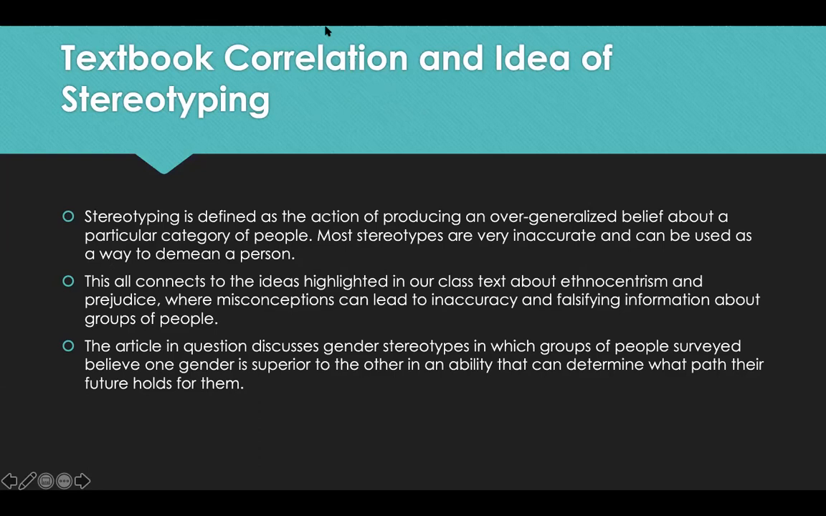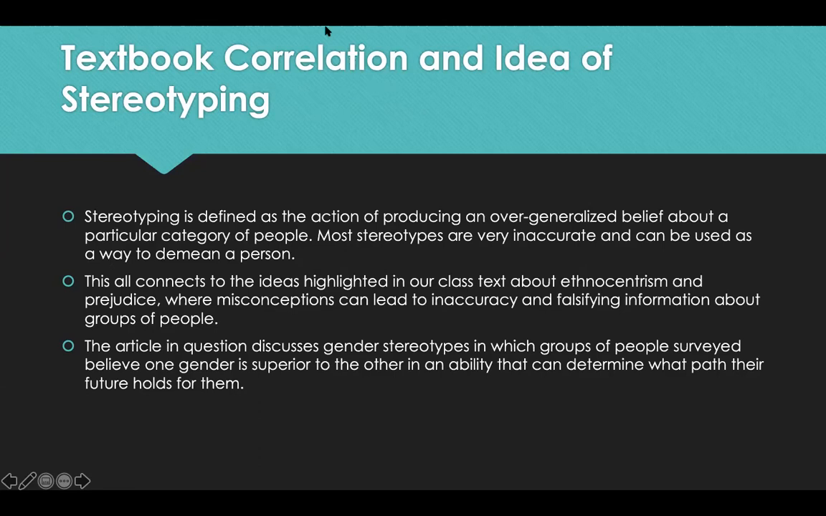This is just used to put somebody down, hurt their self-esteem, hurt what they think and believe in, and their confidence. Basically, you're destroying it. This all goes hand in hand with what's highlighted in our class text and PowerPoints about the ideas of ethnocentrism and prejudice, which basically talk about how people like to make judgments based on their own standards.